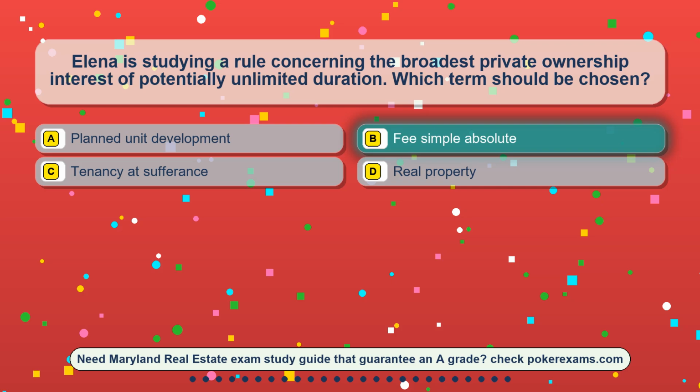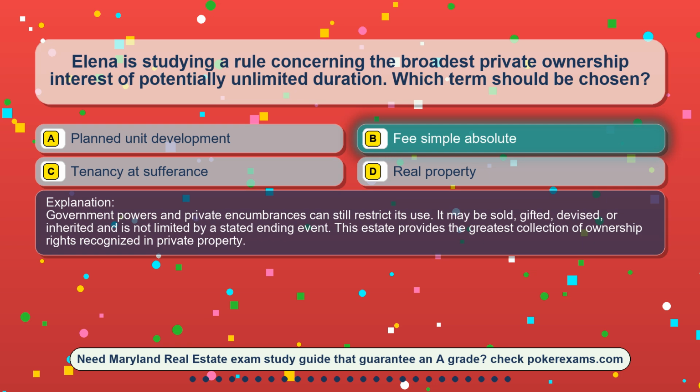The correct answer is option B, fee simple absolute. Government powers and private encumbrances can still restrict its use. It may be sold, gifted, devised, or inherited and is not limited by a stated ending event. This estate provides the greatest collection of ownership rights recognized in private property.